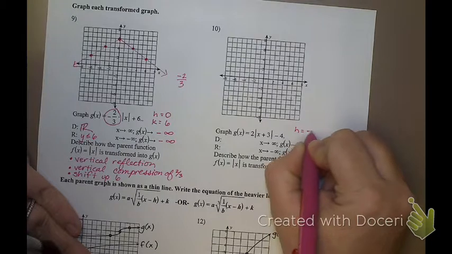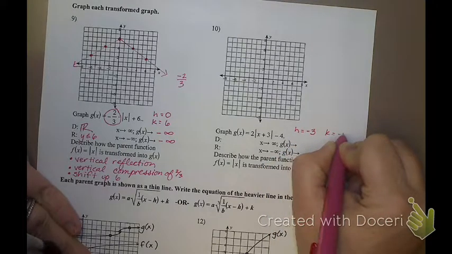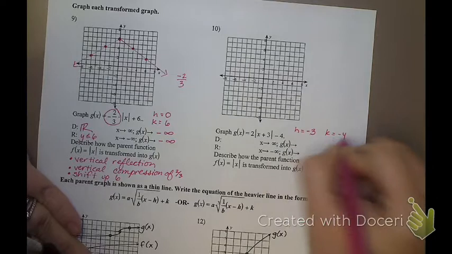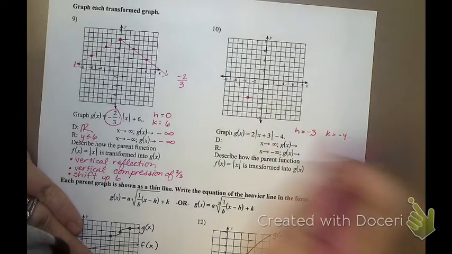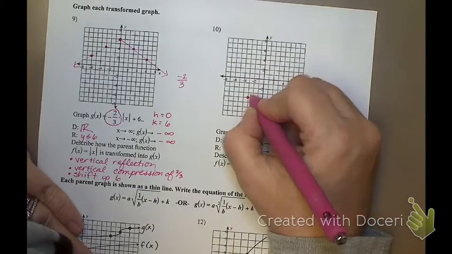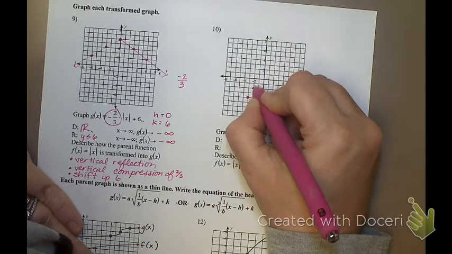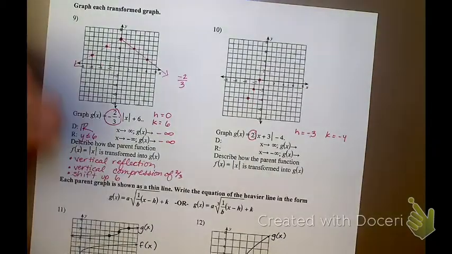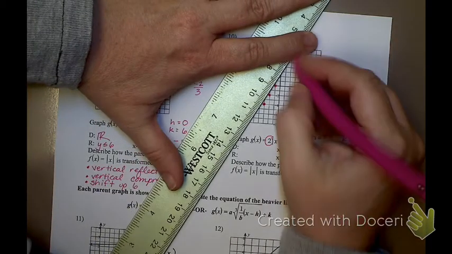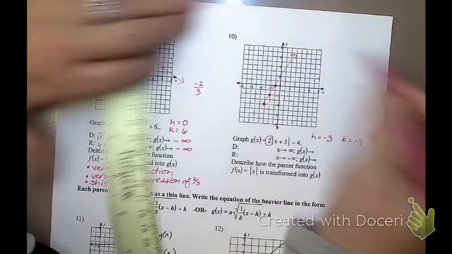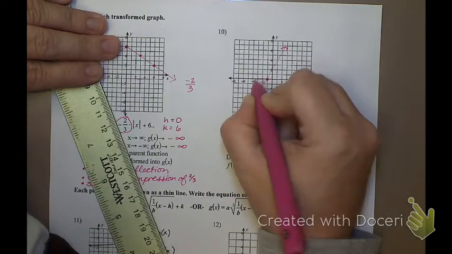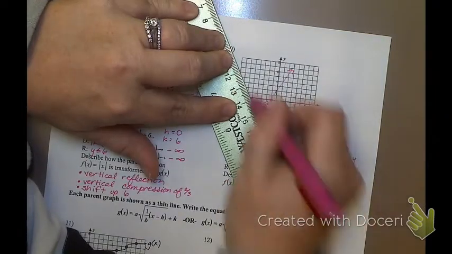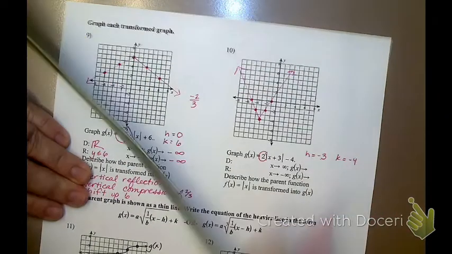H is -3. K is -4. So my vertex is going to be -3, -4. From there, I use my slope. My slope is 2, which means I go up 2 over 1, up 2 over 1. That's the first half of my V. Then to find the other half, I go back to the vertex, go up 2, and then go over the other direction. Up 2 and over the other direction 1. Fill it in, and that's what the V looks like this time.